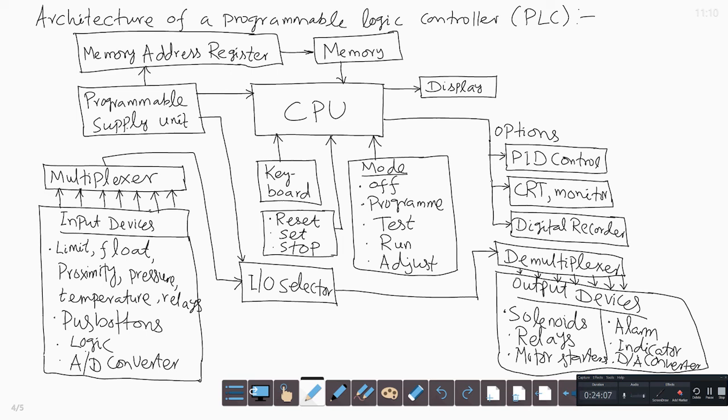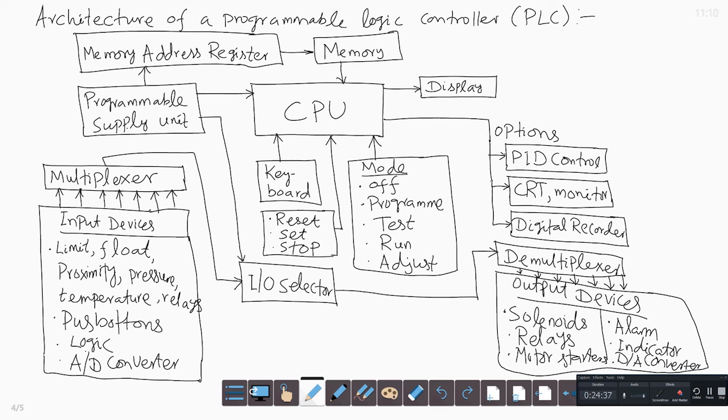And there is a set of input devices which are connected to the input output selector through the multiplexer. So, the multiplexer, through the required switches, connects to the appropriate input device, and that input signal goes to the IO input selector. Input devices can be limit, float, proximity, pressure, temperature, relays, push buttons, logic, A to D converter, etc.